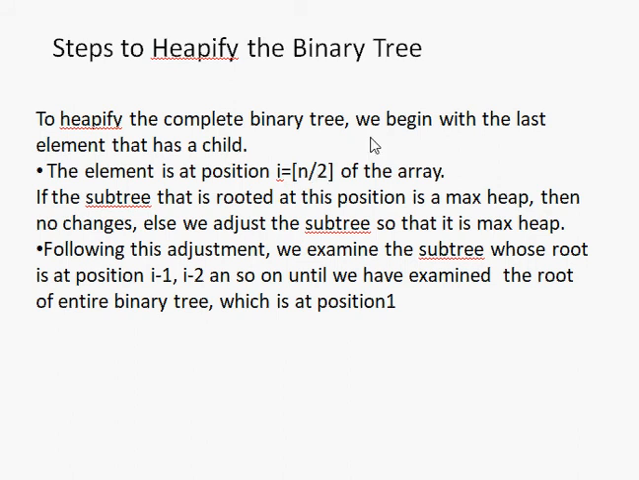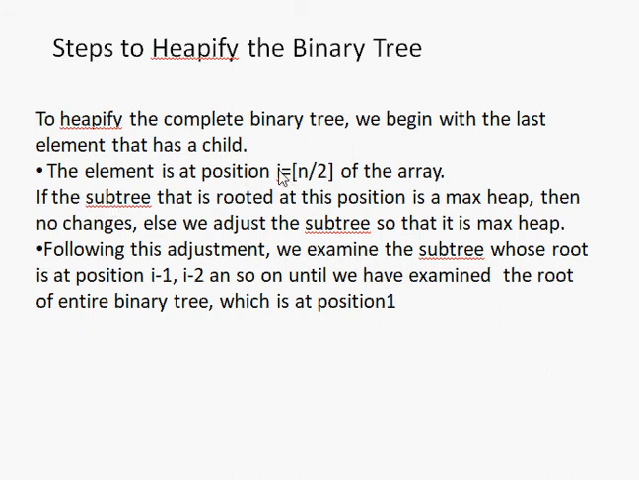Suppose there are 10 elements in your heap, then i would automatically become 5. So from the fifth position onwards you need to heapify. Suppose there were 16 elements, then 8 is the position from where you begin heapification. So that's the process. After you take this position, the element at that position should be compared with its children.